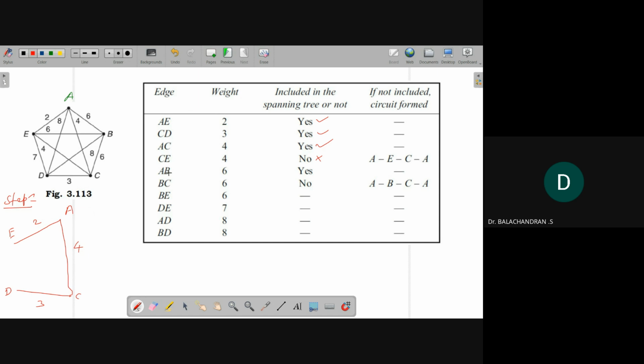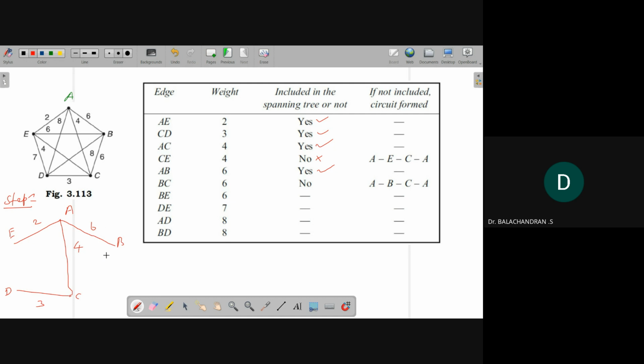6 is what? AB. Yes, I can take AB. This is step 4. AB, weight is what? 4. This is the fourth step diagram. So here I will select AB. The weight is what? AB is 6. Okay. And then BC. Next to 6.